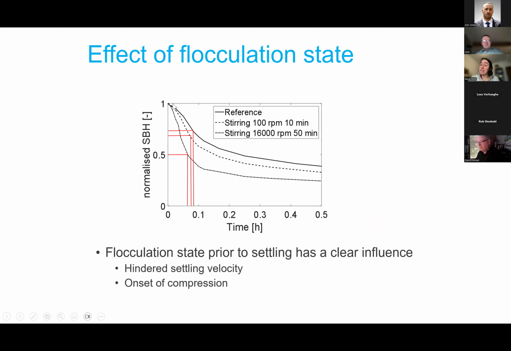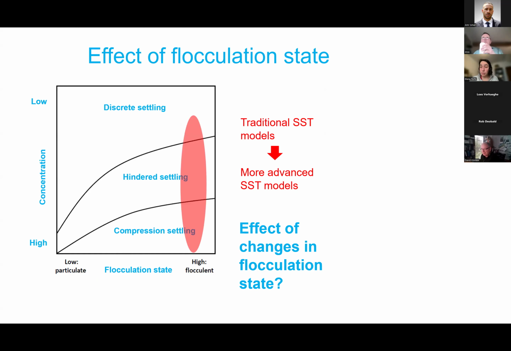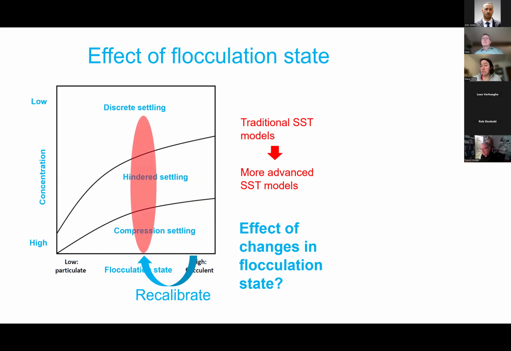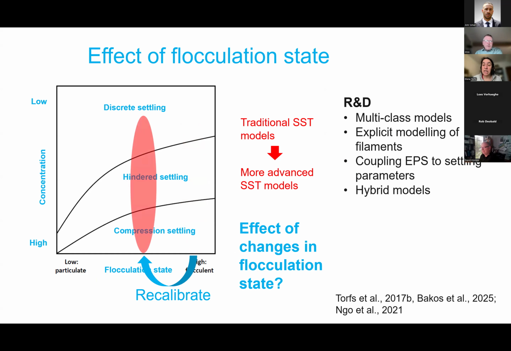And you see indeed that the same sludge sample at a different flocculation state will have a completely different settling behavior. So the flocculation state prior to settling has an influence on the hindered settling velocity, but also on the onset of compression. So what do we do in our models if this happens? Well, in traditional models, we simply recalibrate if we see that our flocculation state has changed.